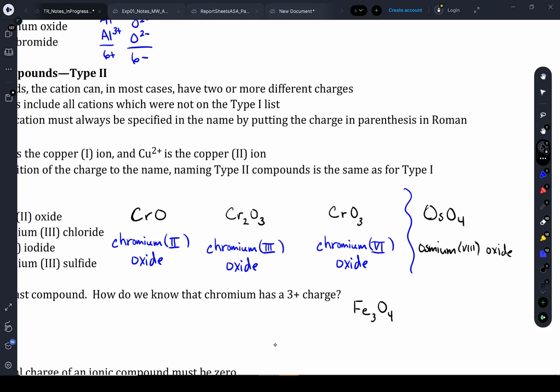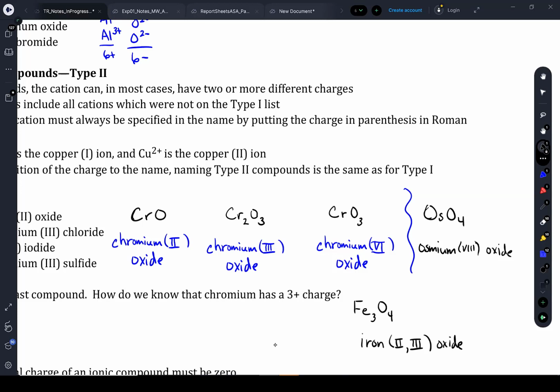The name of this one is iron, and you don't need to know this, 2,3 oxide. You sometimes see these. What does that probably mean? Any guesses? It's a mixture. Some of the irons are 2 and some of the irons are 3. Okay. I'm never going to give you a compound like that because that would be evil. But this is an important compound.